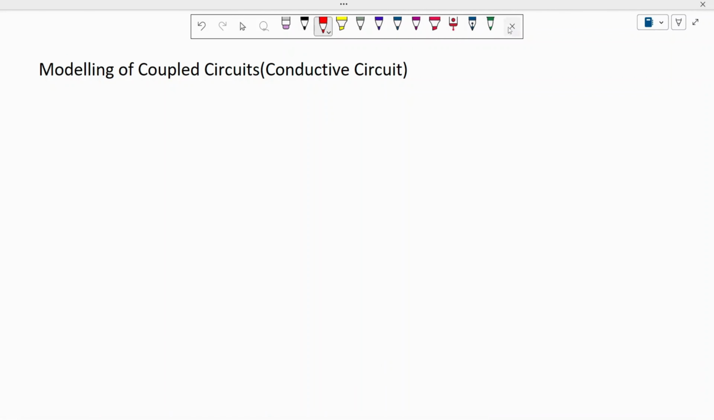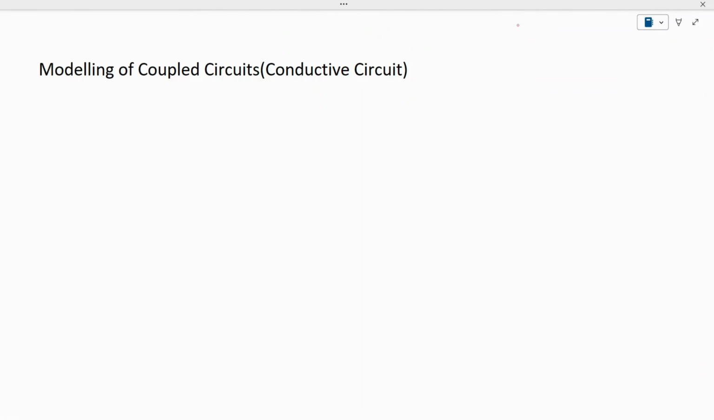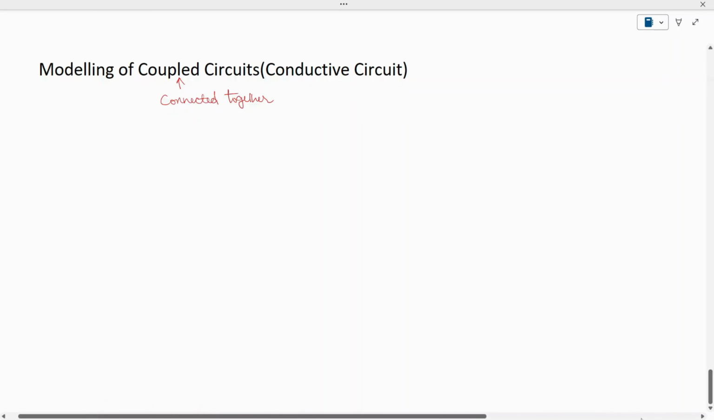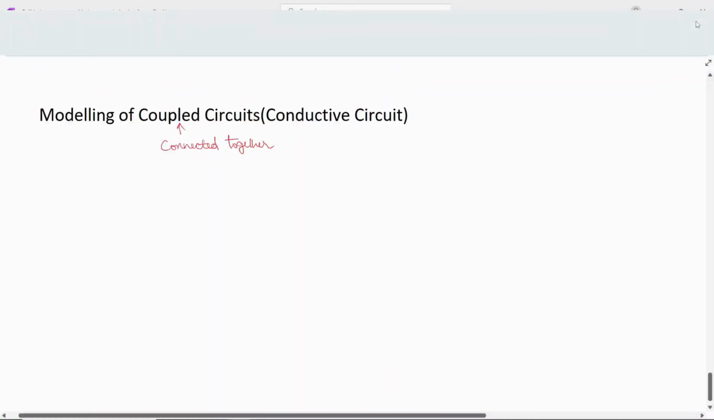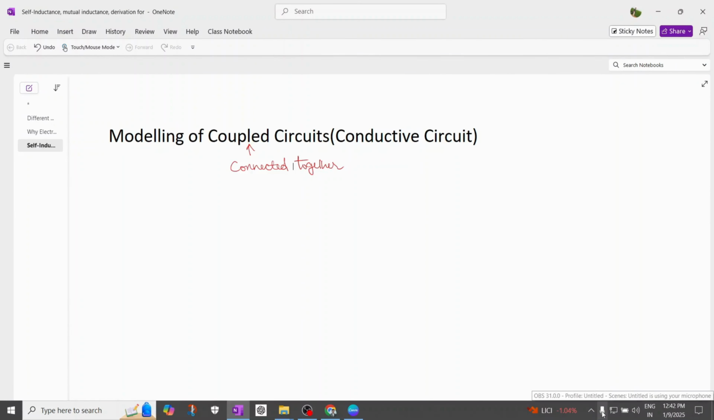Today we are going to discuss the modeling of coupled circuits. So what is the modeling of coupled circuits? We have coupled coils. Coupled means the coils which are connected together are called coupled circuits. So this is very important in our analysis part.